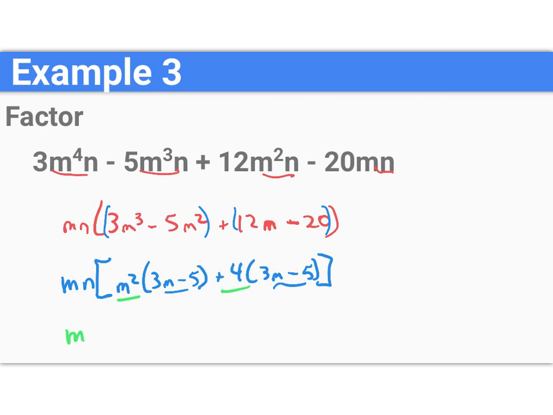So the m and the n stay outside. And now I have two binomials, m squared plus 4 and then 3m minus 5, inside the brackets. So there you go. So those were our 3 examples.